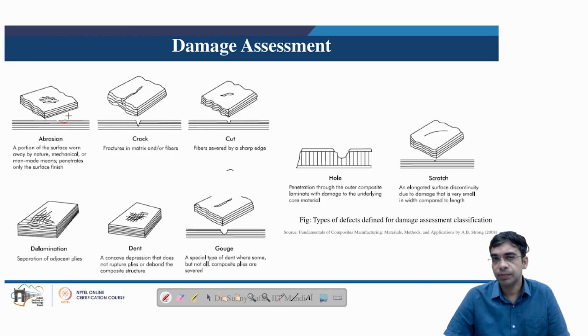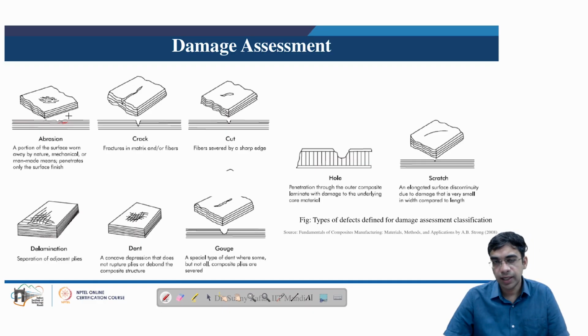Delamination is another popular type of damage which can occur in wind turbines, especially on the blades. Moisture ingress because of previously occurred damage may lead to opening up of the various layers in the laminates, thus causing delamination. This leads to separation of adjacent plies. The next type of damage is a dent. A dent is basically a concave depression that does not rupture the plies around or debond them in the composite structure.